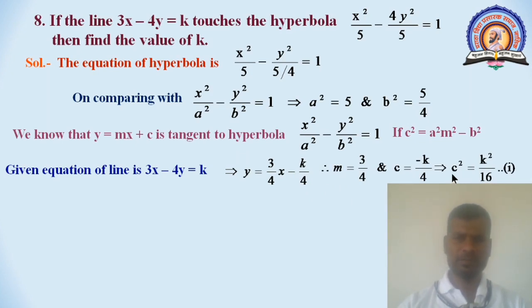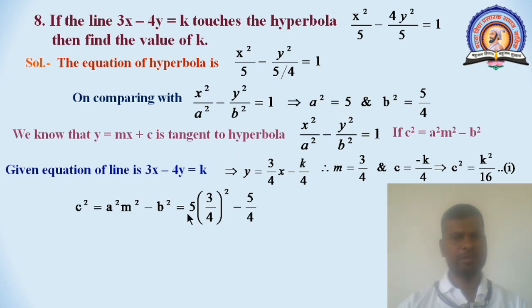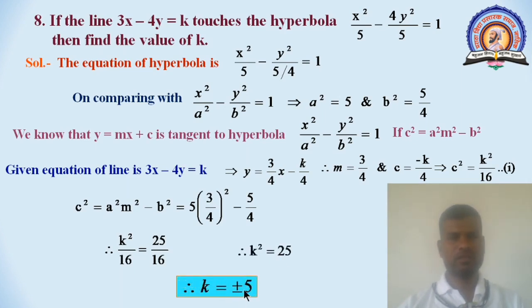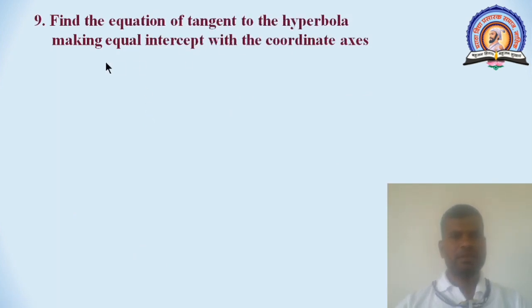Now put this value of c square in the condition of tangency, c square is equal to a square m square minus b square. A square is 5, m square is 9 by 16, b square is equal to 5 by 4, and c square is equal to k square by 16. Simplifying, we will get k square by 16 is equal to 25 by 16. We will get k square is equal to 25. The value of k is plus or minus 5. So this is the required value of k. Now the next example is: find the equation of tangent to the hyperbola making equal intercepts with the coordinate axes.